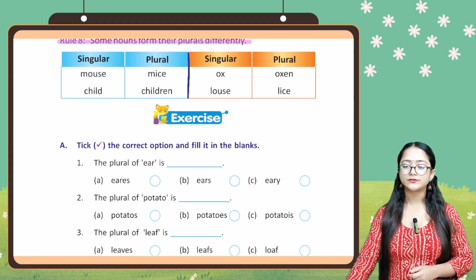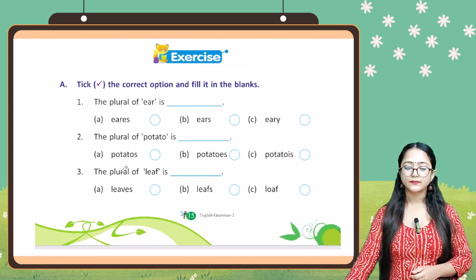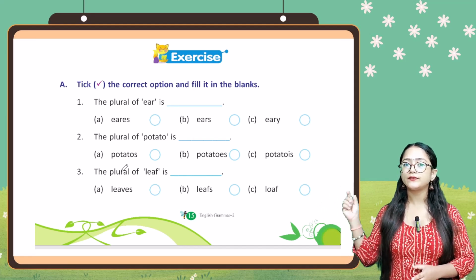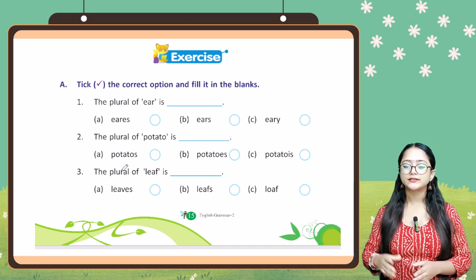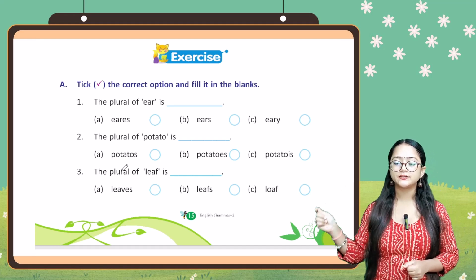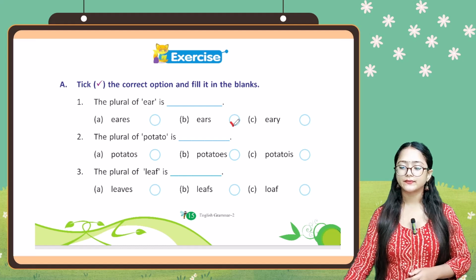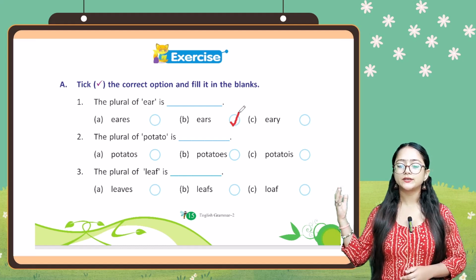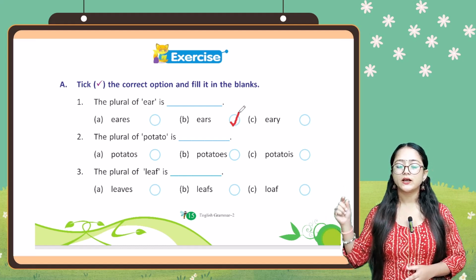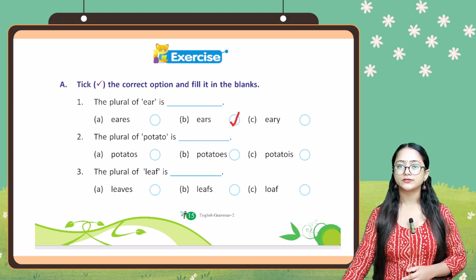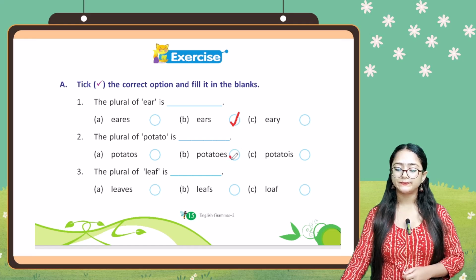Now students, let's do some exercise. Pick the correct option and fill it in the blanks. The plural of ear is dash. Is it eares, ears, or eerie? It is ears. So take ears. Next one, the plural of potato is dash. Is it potatoes, or ES1, or IS1? It is potatoes. So take that one.